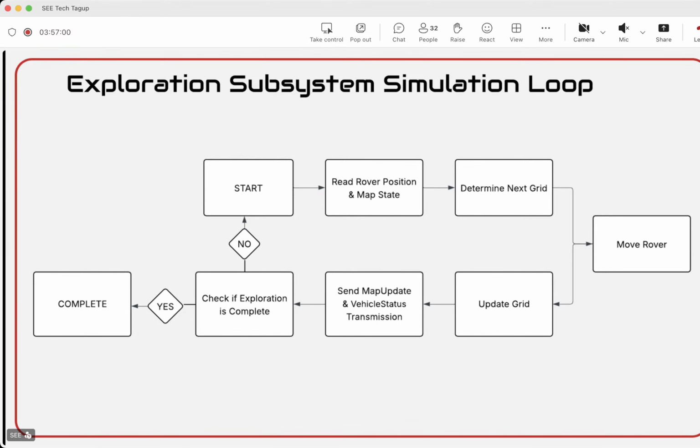When it initializes, it's going to read its current position and map state, and determine the next grid to explore. Once that rover picks up the next grid, it's going to move and update the grid accordingly. It's going to send the map update with the new grid, and transmit the current progress of the grid. It's going to check the percentage of completion, and once it's complete, it's going to finish. If not, it'll continue the loop. Next slide, please.